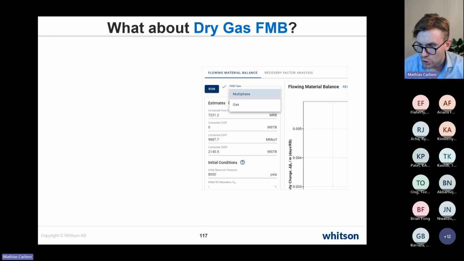The first question is, in the software, there are two methods: the multiphase method and the gas method. The multiphase method you can use for all fluid systems, while the gas method you can only use for dry and wet gases. So no three-phase in the system.